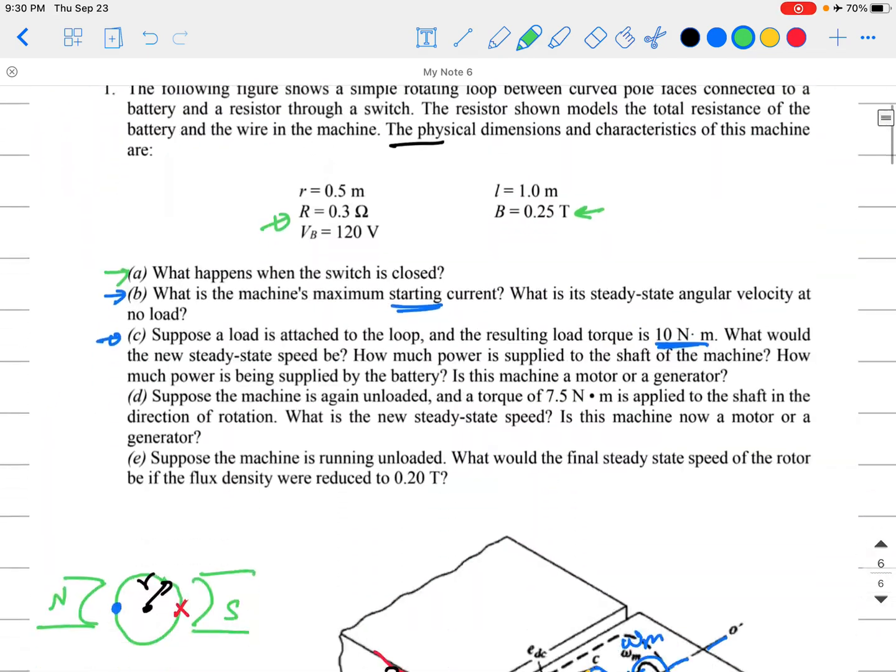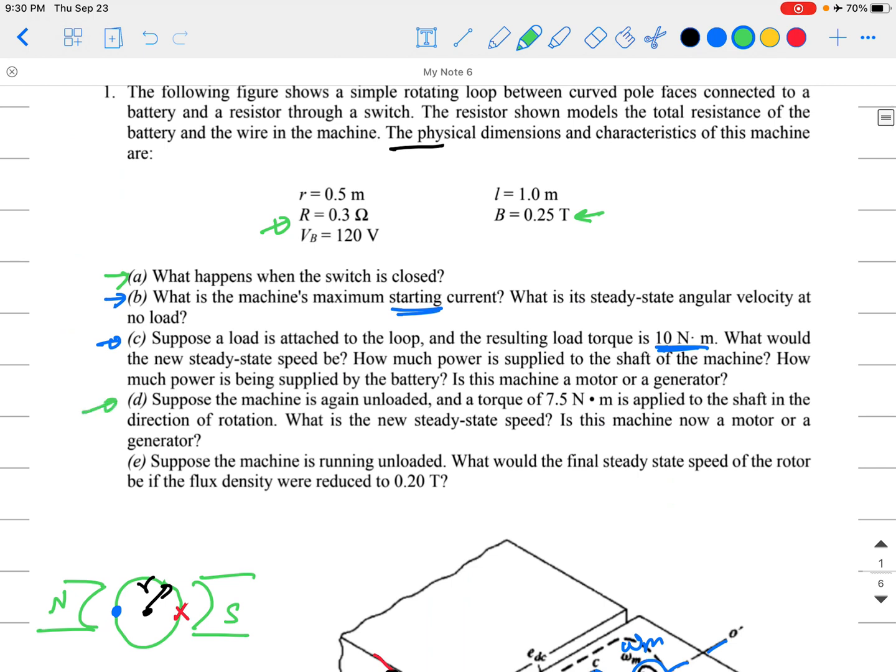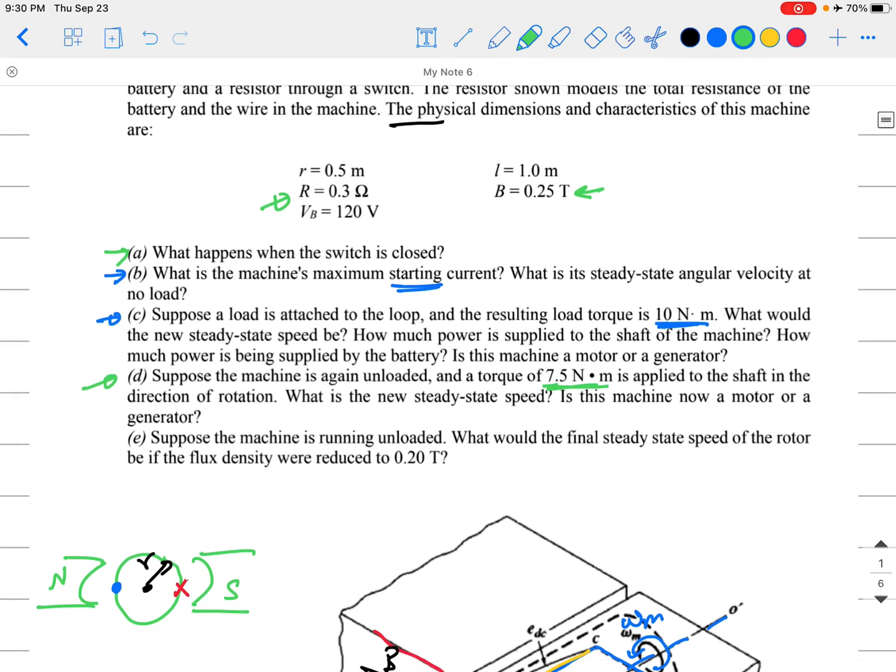I'm going to go back here to find number D. Suppose the machine is again unloaded. Now you take out the load and a torque of 7.5 Newton meter is applied to the shaft in the direction of rotation. What is the new steady state speed, and is this machine now a motor or a generator? That's very important. It's just saying suppose we took out the load and we applied an external mechanical torque, but now it is in the direction of rotation.